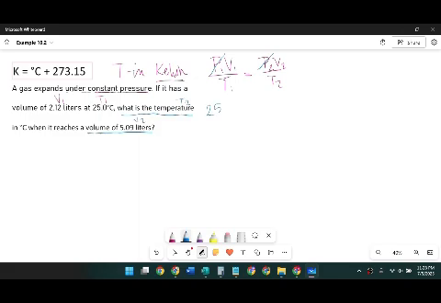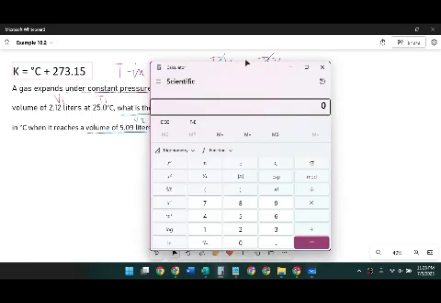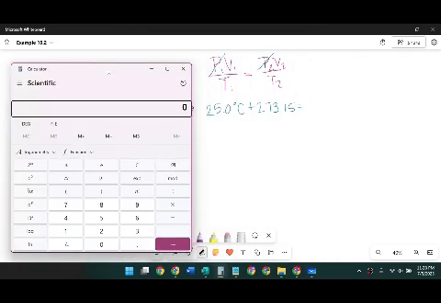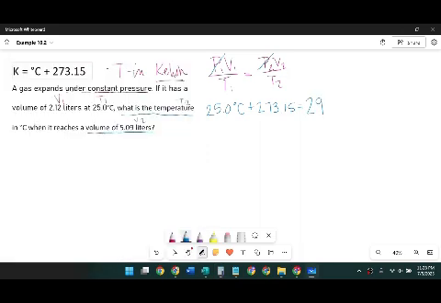So we have 25.0 degrees Celsius plus 273.15. Now in adding and subtracting, we have to remember that our 25 has its last digit in the tenths place, and so that's where our precision is going to end. So we're going to have to round this after we add it. So that becomes 298.2. And that's Kelvin. There's no degree symbol with the Kelvin scale.